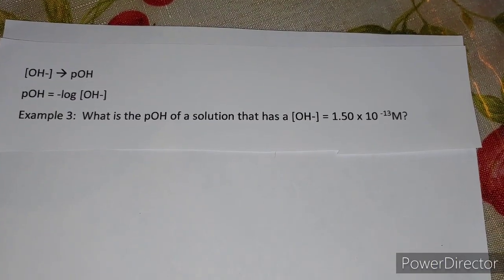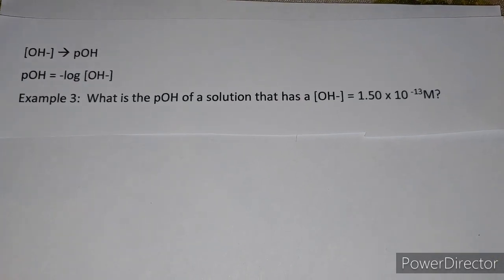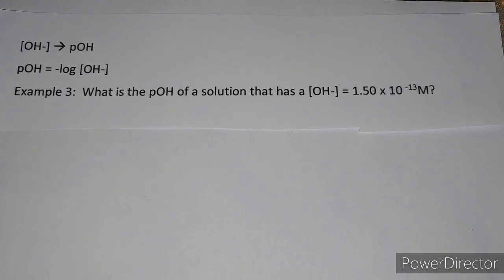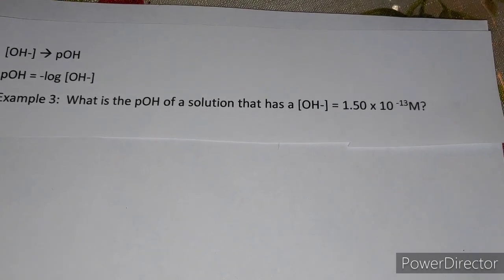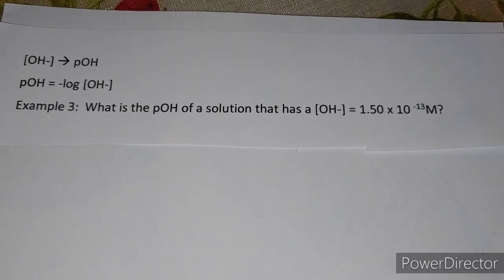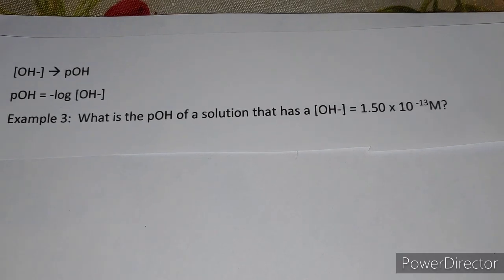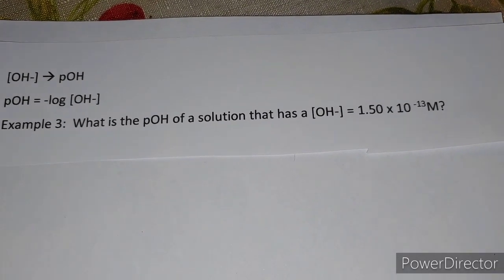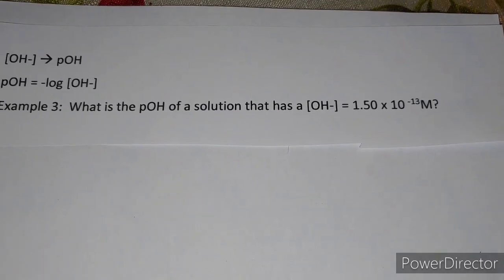All right, so we're on example 3. And for example 3, it's asking what is the pOH of a solution that has a hydroxide ion concentration equal to 1.50 times 10 to the negative 13 molar concentration. So now that we're dealing with hydroxide ion concentrations and not hydrogen ion concentrations, let me go ahead and go over the differences in regards to the pH scale.